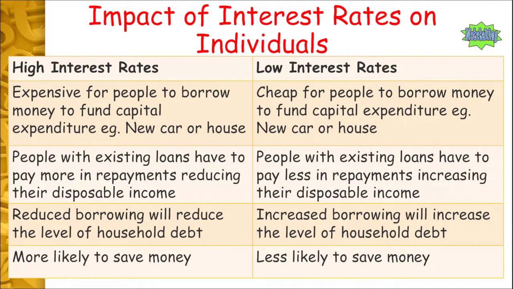If interest rates are high, people with existing loans are going to have to pay more in their loan repayments. That's going to affect their disposable income. What does disposable income mean again? Disposable income is basically the discretionary money they have to spend after their essentials are paid for.